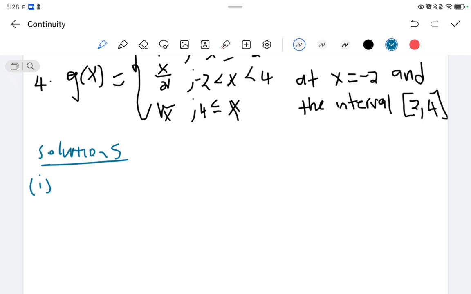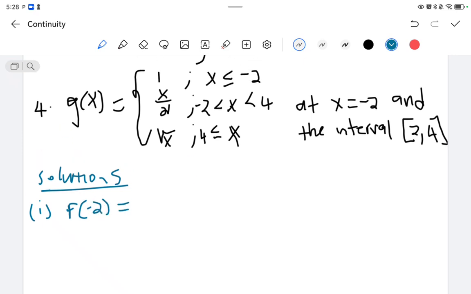So checking continuity at the point. First, we're going to check f of minus 2. We say that f of minus 2, when x is minus 2, we get 1. Here it's when x is equal to minus 2. Then secondly, we check the limit of f of x as x approaches minus 2 from the left.